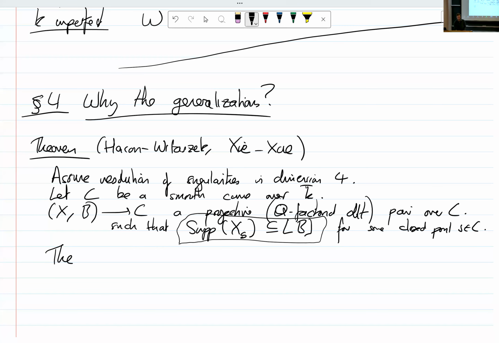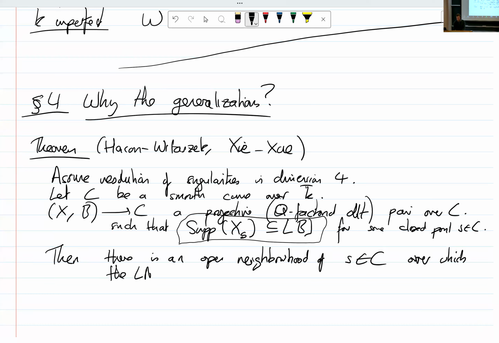Okay, so then the conclusion is that you can do an MMP near that special fiber. So then there is an open neighborhood of S in C over which the LMMP works. And I should say, well, over which the K_X plus B MMP works. Okay, so in other words, as long as you're assuming this thing about the special fiber in the boundary, you can do MMPs.